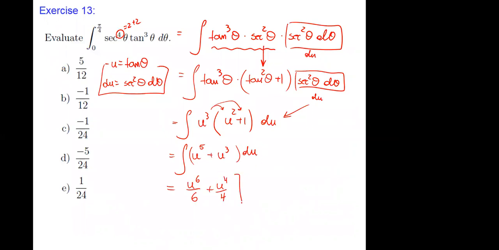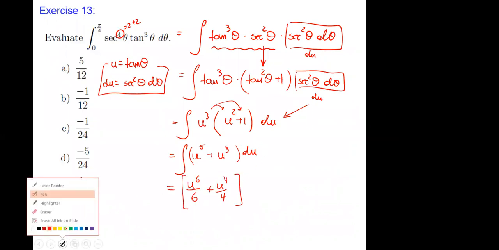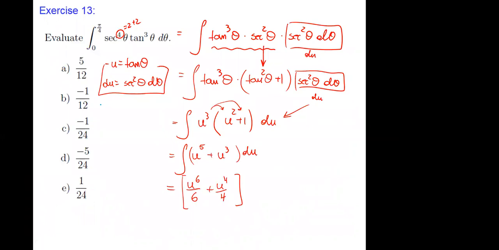And we may try to find new limits of integration, since we do have a new variable. When theta was 0, then u is tangent at 0, which is 0. If theta is pi over 4, u is tangent at pi over 4, which is 1. Oh, we love the limits from 0 to 1.